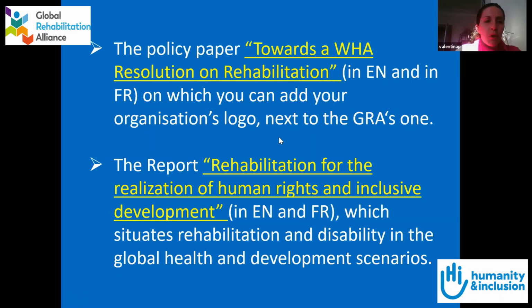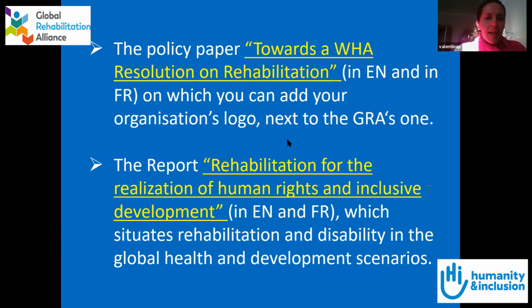And here it's really the document where we tried to put together a list of reasons why a WHA resolution on rehabilitation is needed, and a list of topics or commitments that such a resolution should contain. And the other policy document is the report, Rehabilitation for the Realization of Human Rights and Inclusive Development, again available in English and in French, which is a report that we co-produced in 2019 and that serves really, I would say, as a basis to build this common narrative around rehabilitation.